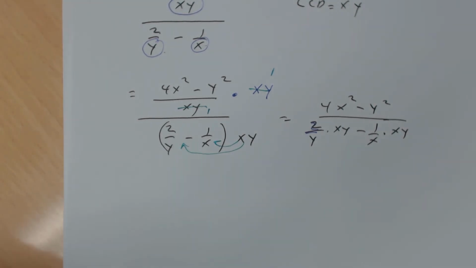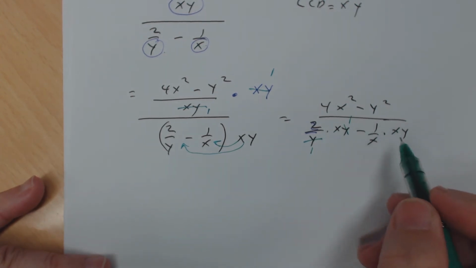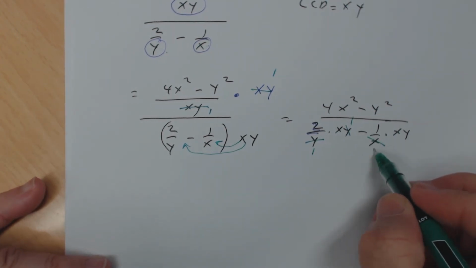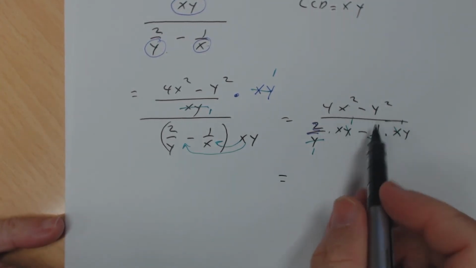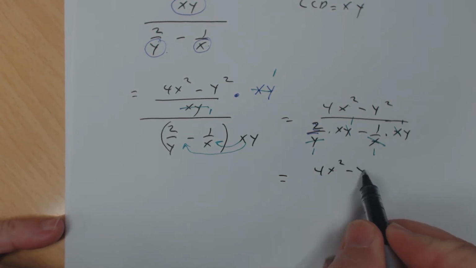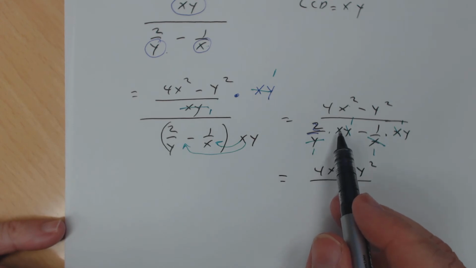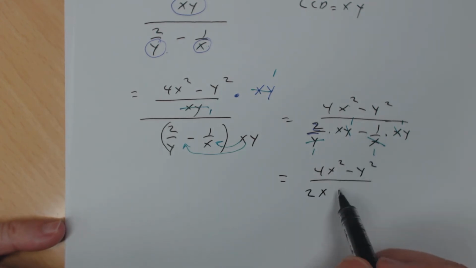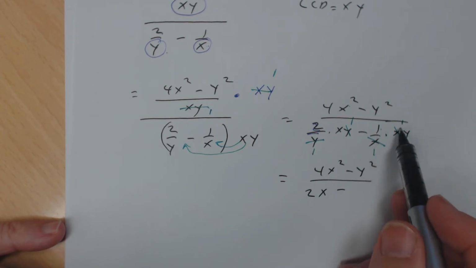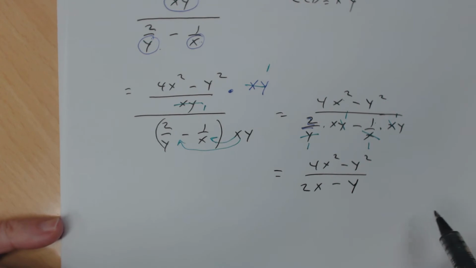Alright, and then reducing. This y reduces with this y. You'll have factors of 1. This x reduces with this x. You'll have factors of 1. And so my numerator so far is 4x squared minus y squared, divided by, now 2 over 1 times x times 1 is 2x, minus 1 over 1 times y is y. Okay, so that's where I'm at.